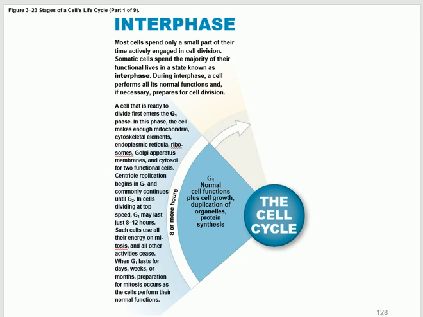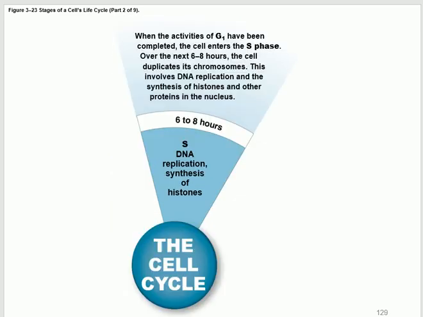Okay, G0, you're not doing anything. G1, do you need to know that specifically? I wouldn't say it if you don't need to know it. Okay, G0, you didn't do anything yet. G1, I'm going to duplicate my organelles and I'm going to make more protein. So are you starting to prepare? Yes, you're starting to prepare for division. And then you go to the S phase.